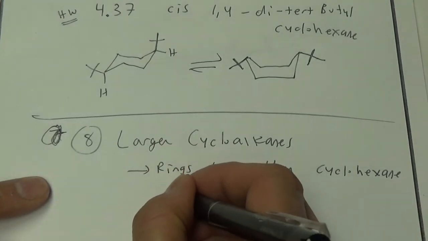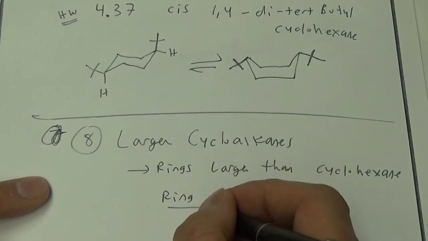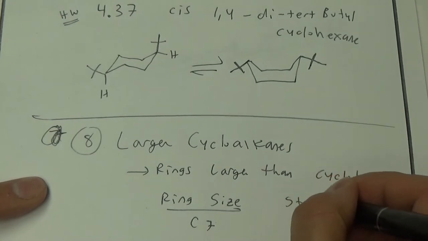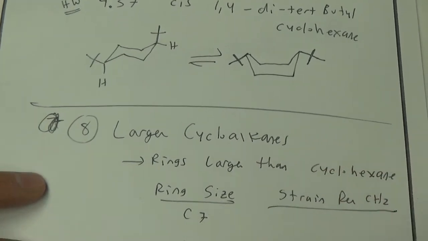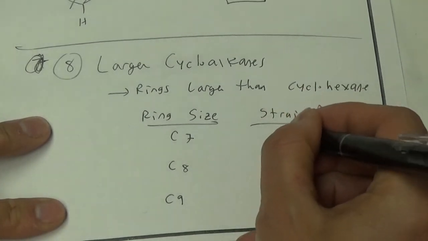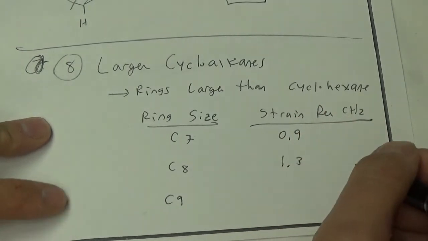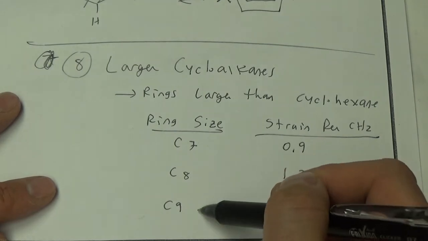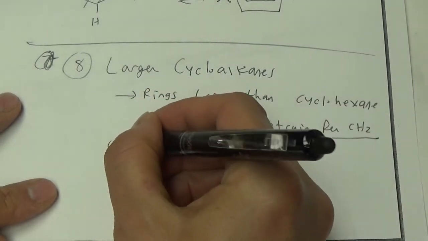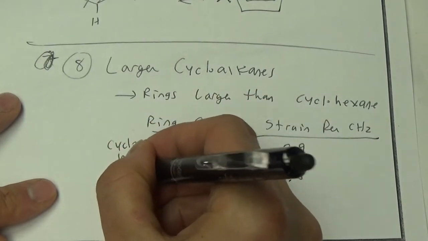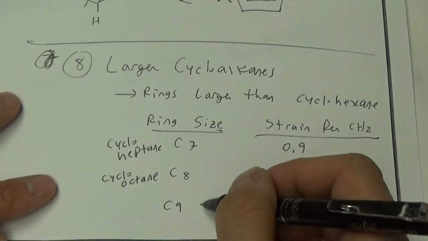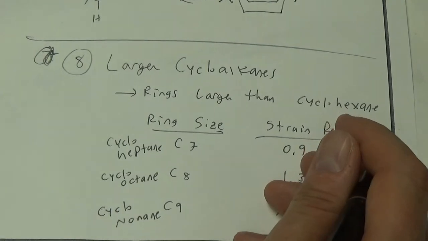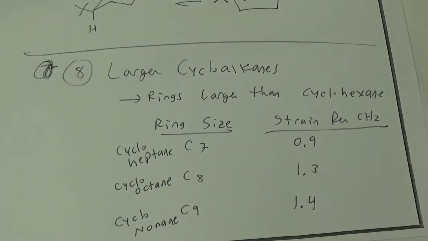We already talked about some of these, so like ring size, C7, C8, C9, as an example. And the strain per CH2 is like the extra strain, right? These are numbers like 0.9 and 1.3, I think 1.4. So there's extra strain per CH2 as you get larger. And these are a 7-member ring, 8-member ring, 9-member ring. Cycloheptane, cyclooctane, and what would it be called if it's C9? Cyclononane. Okay.